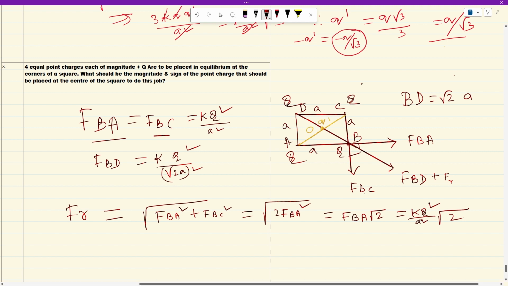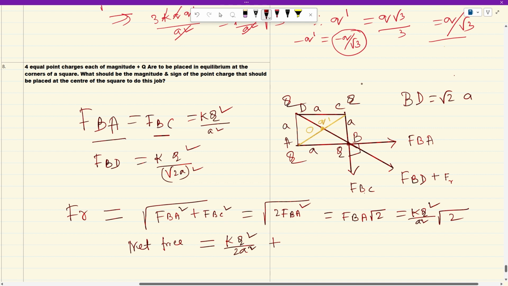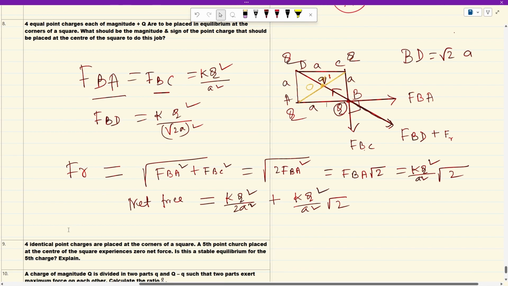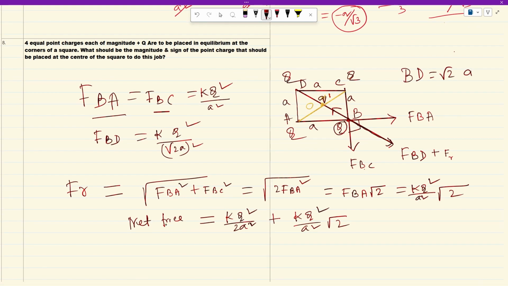Alright. So net force going to be what? Will be FBD, that is KQ square by 2A square plus KQ square by A square root 2. What is this charge doing here? This Q dash? I told you Q dash must be negative. Now Q dash will attract this charge Q. Show that this resultant force and this attractive force are balanced. So let us calculate that attractive force acting on the charge Q dash, the negative charge at O.